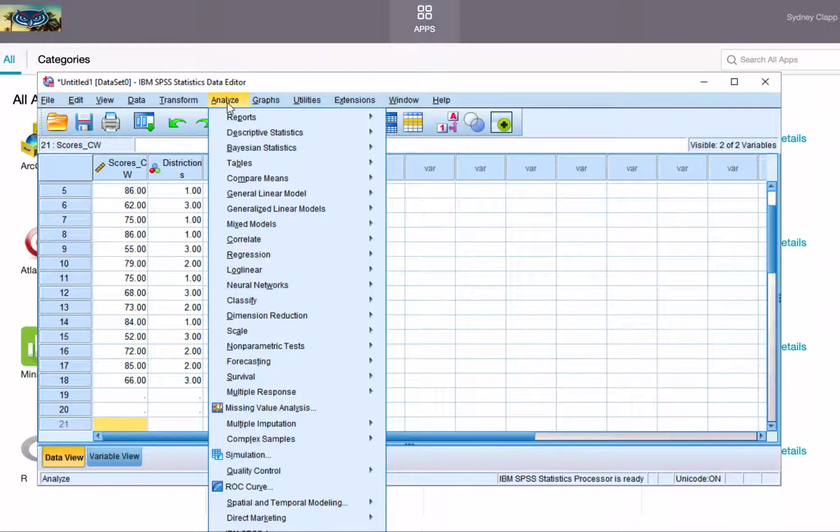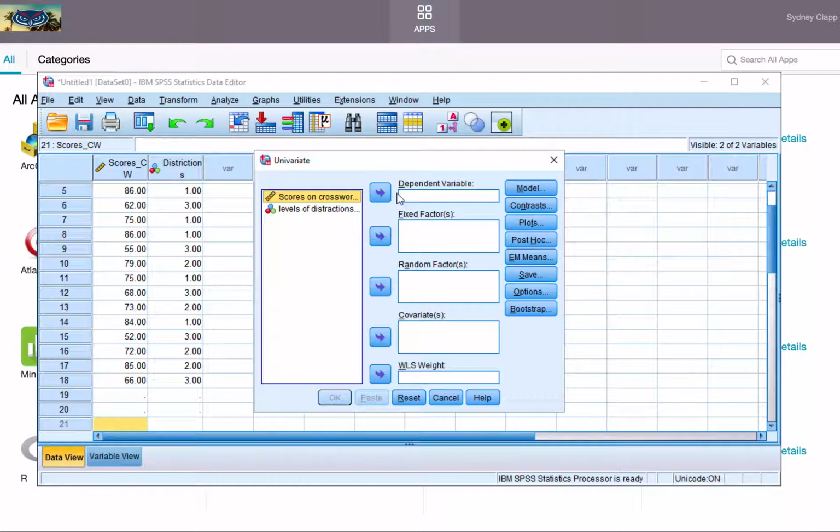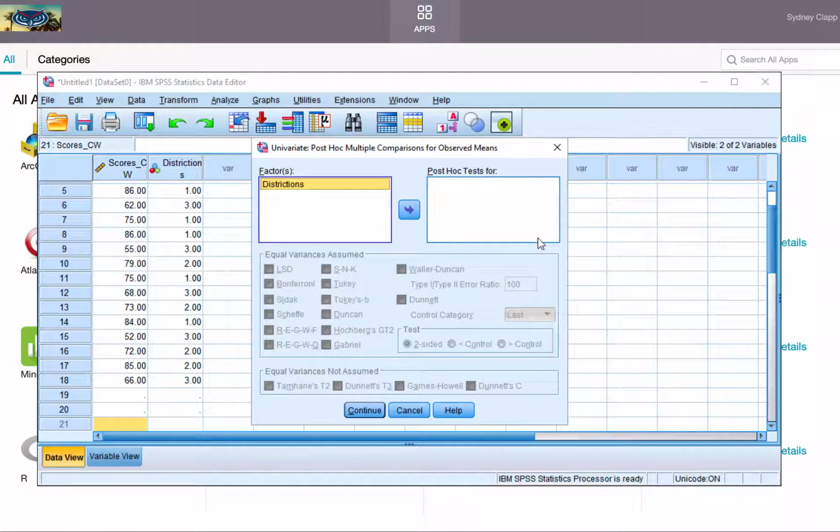So we go to Analyze, and we go down to General Linear Model, which an ANOVA is a general linear model, and we go to Univariate, and I click on that. And our dependent variable, we said, was the scores, and our fixed factors or independent variables then become the levels of distraction. And so the first thing that I'm going to go to is the Post Hoc, and this will come up.